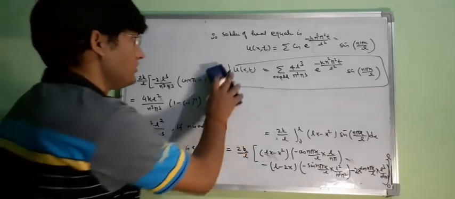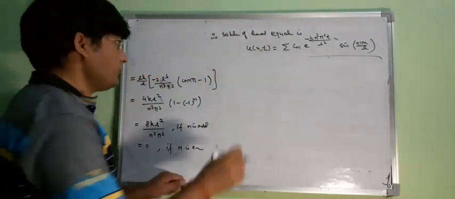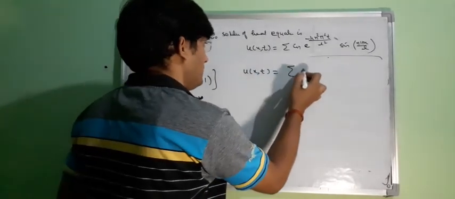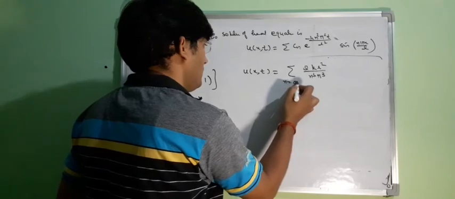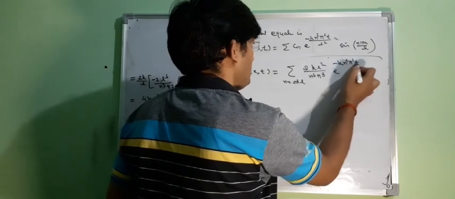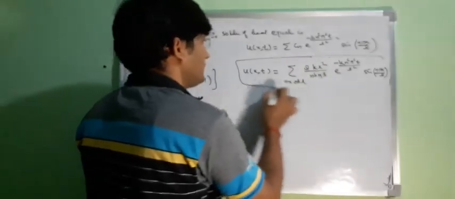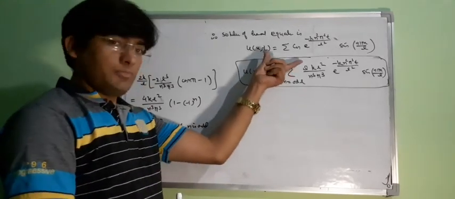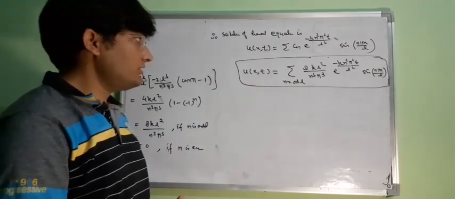So now your solution will be that the solution of the heat equation is equal to u(x,t) equals Cn, which is 8kL square upon n cube pi cube if your n is odd, into e power minus k n square pi square t upon L square into sin n pi x upon L. So this is your required solution. And the third part is again similar to the second part, so I am not going to solve the third part. You can solve it in a similar fashion as we have done the second part.